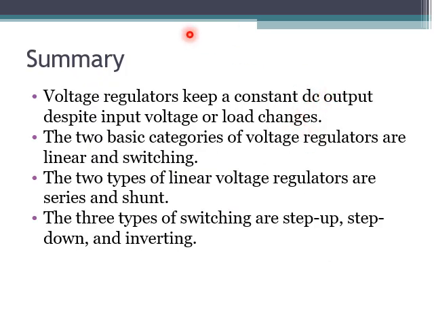So far we have seen this. A voltage regulator keeps a constant DC output despite input voltage or load changes. The two basic categories of voltage regulators are linear and switching. The two types of linear voltage regulators are series and shunt. The three types of switching are step up, step down and inverting. Clear?